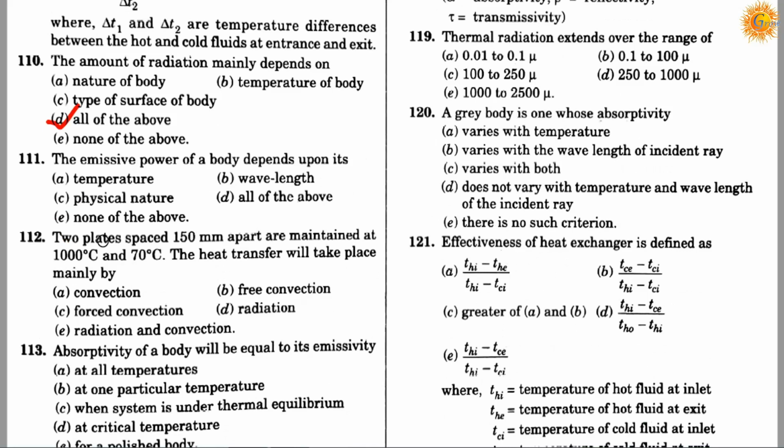Question number 111. The emissive power of a body depends upon its option A, temperature, option B is wavelength, option C is physical nature, option D is all of the above, option E is none of the above.